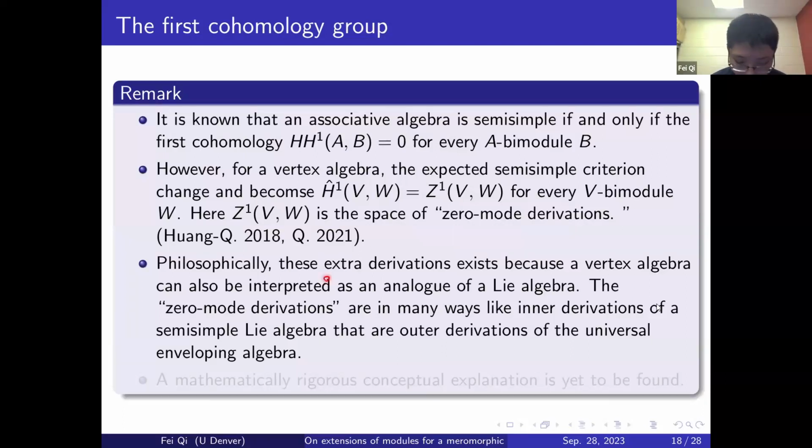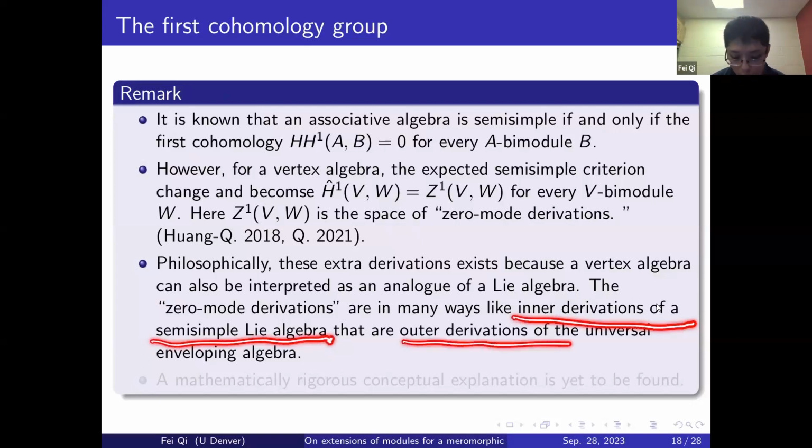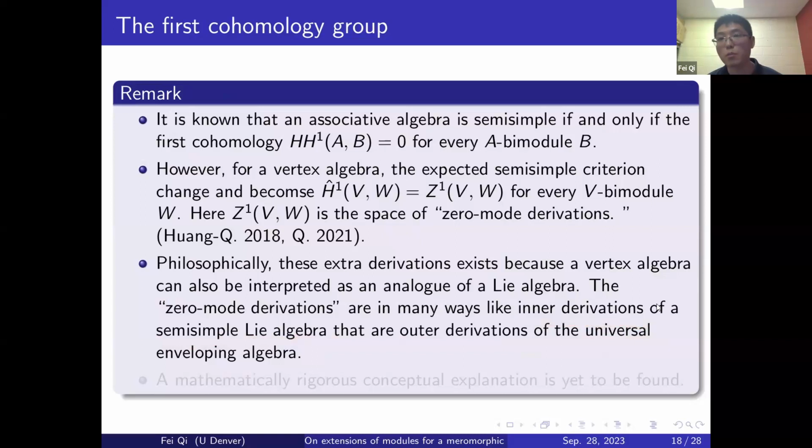So philosophically, these extra derivations exist because a vertex algebra can also be interpreted as an analog of a Lie algebra. So the zero mode derivations we have obtained in this context are in many ways like the inner derivations of a semi-simple Lie algebra. You might recall that the inner derivations of a semi-simple Lie algebra are simply defined by the bracket operation. But these are generally outer derivations of the universal enveloping algebra. So they are not supposed to be inner derivations. Because our Hochschild cohomology is really a cohomology about the universal enveloping algebra, actually.